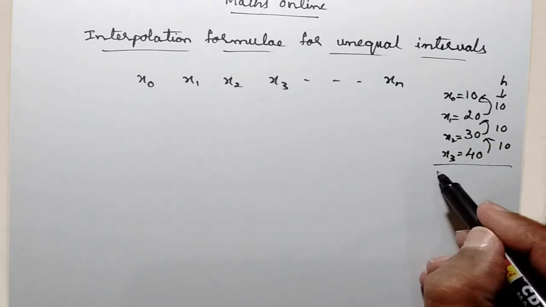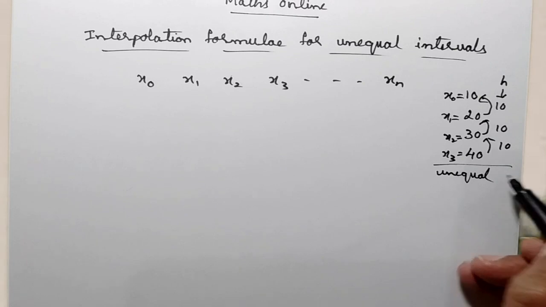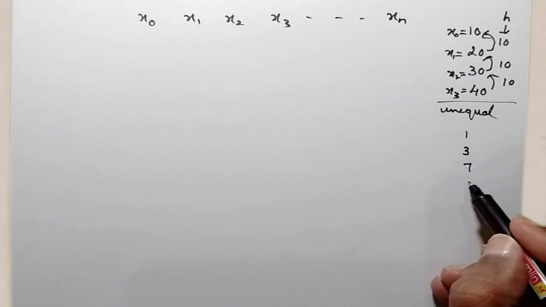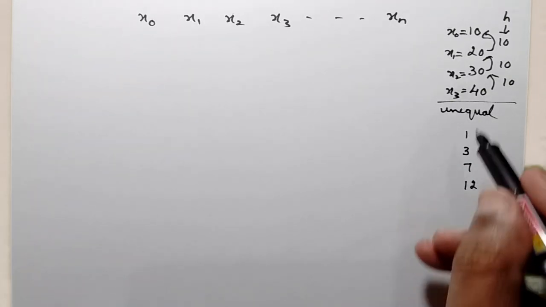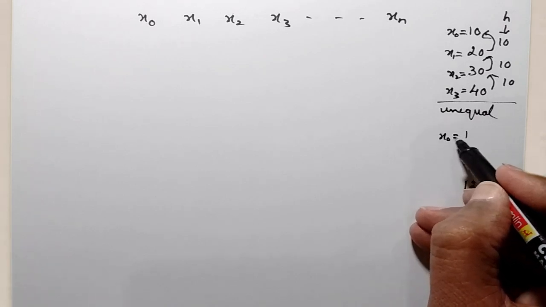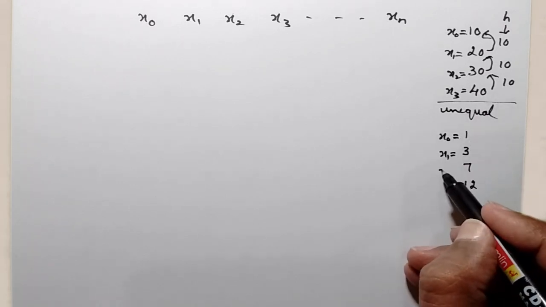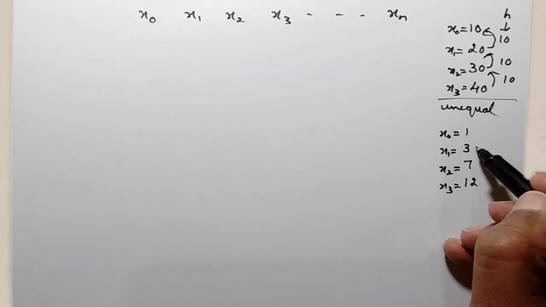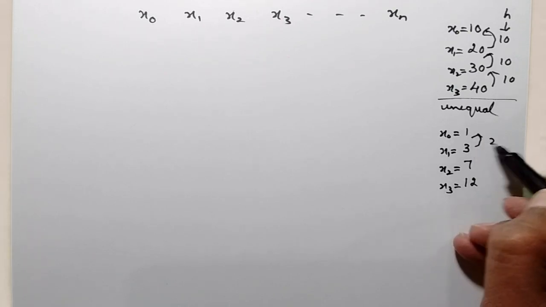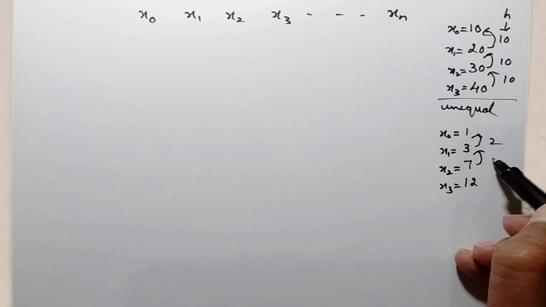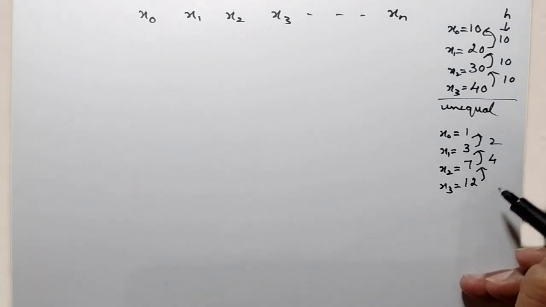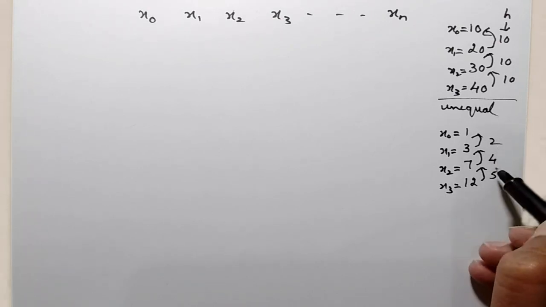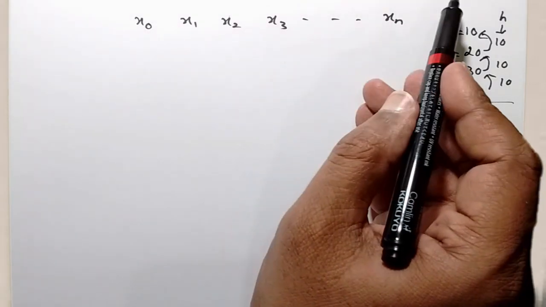Maybe for unequal intervals, I'll just give an example. The values of x may be say 1, 3, 7, then 12. So here you can see x0 value is 1, x1 value is 3, x2 value is 7, x3 value is 12. If you try to see the differences, 3 minus 1 is 2, 7 minus 3 is 4, then 12 minus 7 is 5. Can you find equal values here? They are not equal. So such values of x are called unequal intervals.